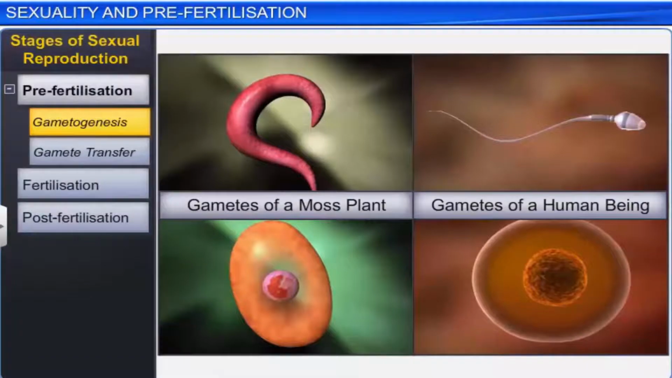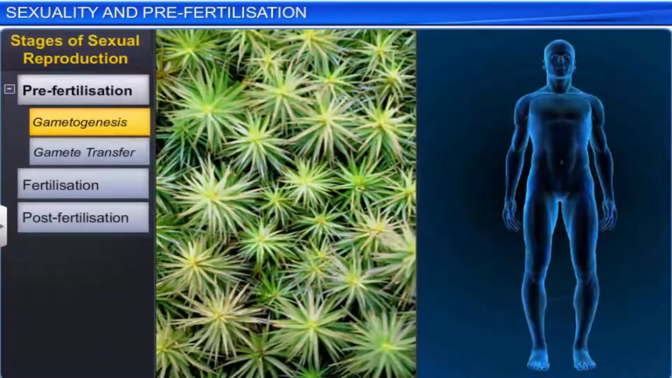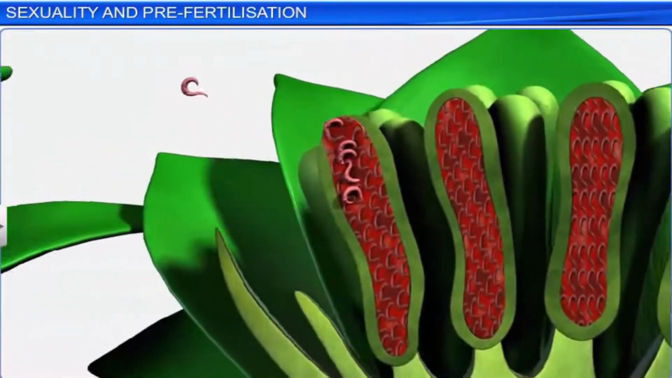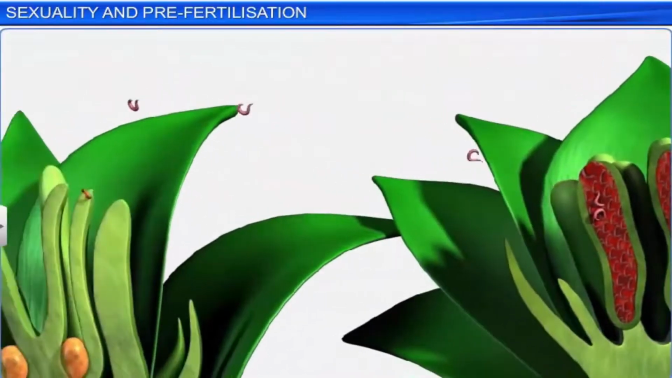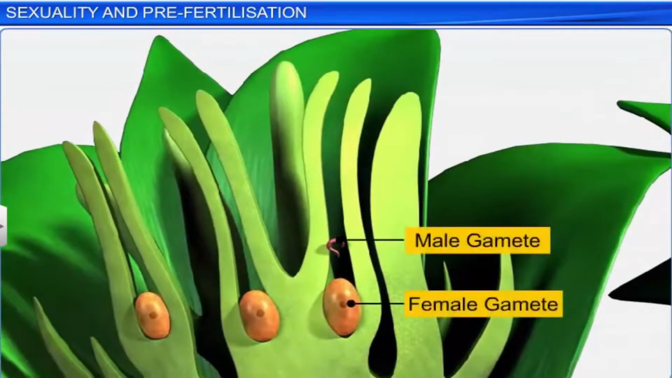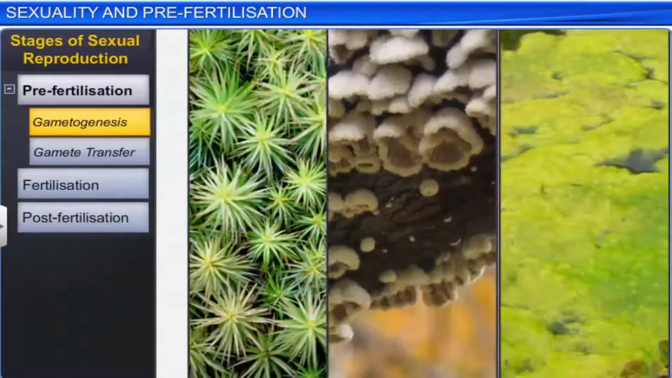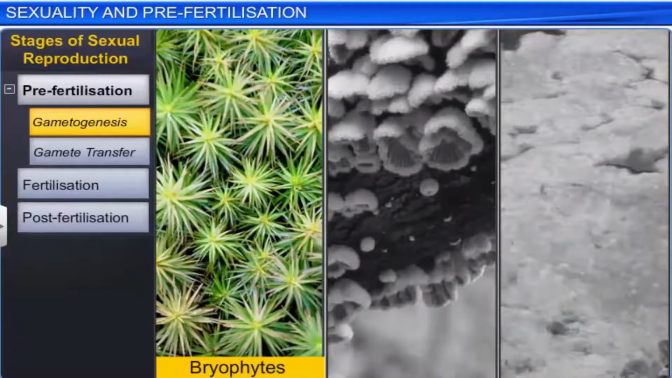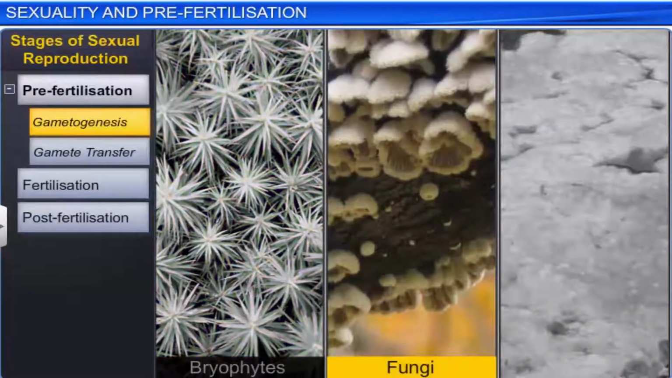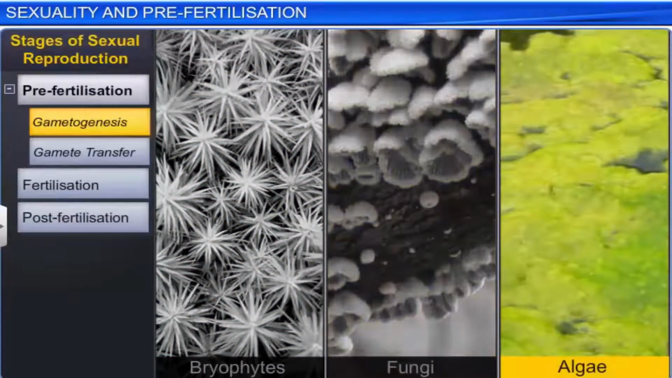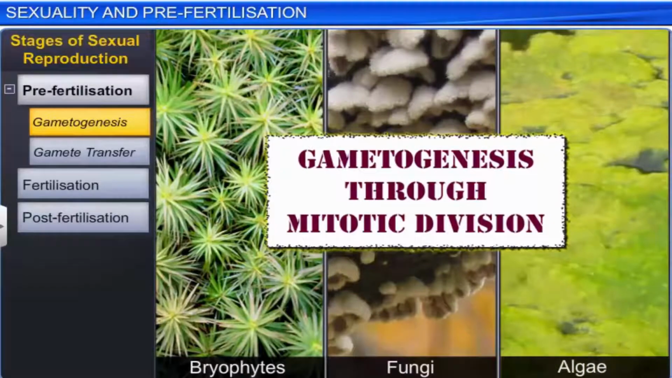The type of cell division is decided by the nature of the parent body. Haploid organisms such as moss, a type of bryophyte, produce gametes by undergoing mitotic division. Apart from bryophytes, other haploid organisms belonging to fungi and algae too produce gametes by mitotic division.